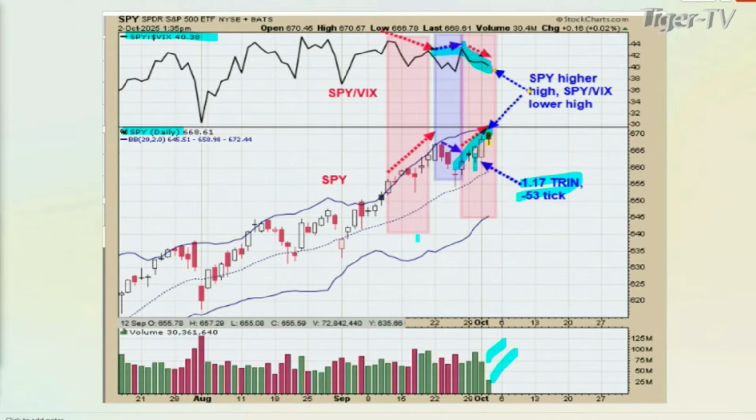Do you want to go short? No, I don't think so. This is really a strong market. The internals, we're just in a bad time of seasonality.